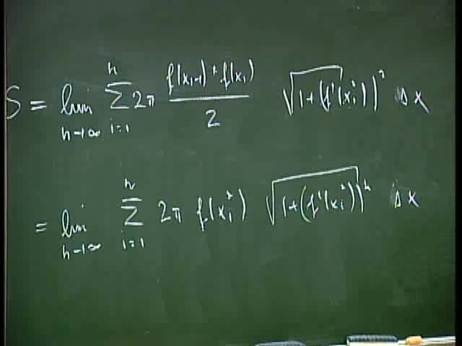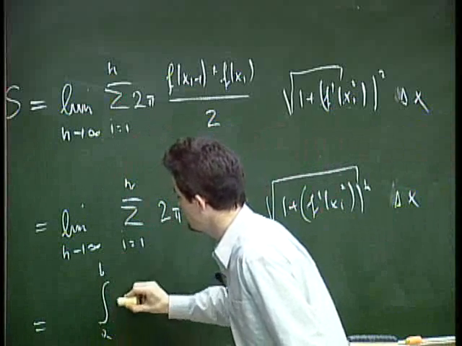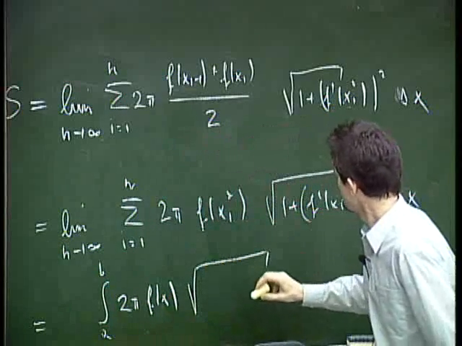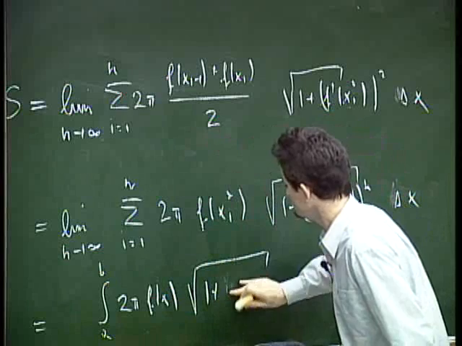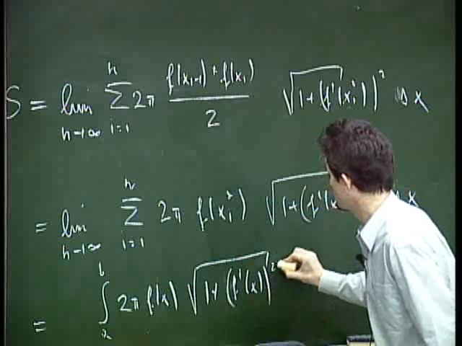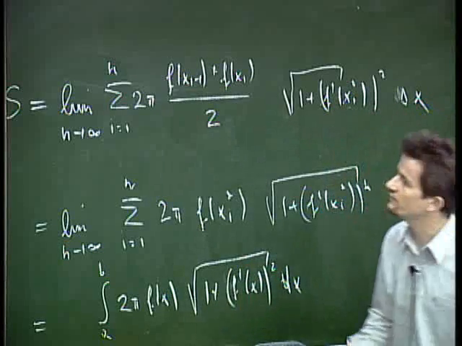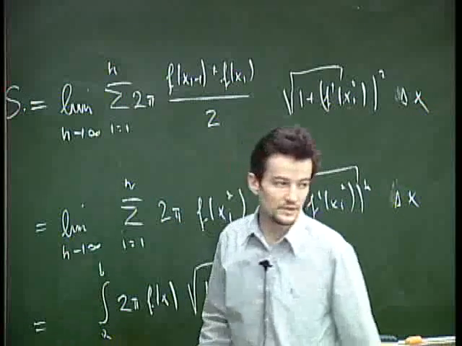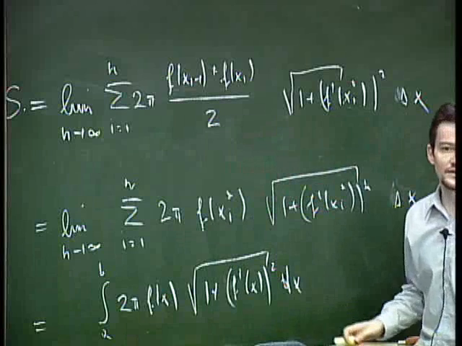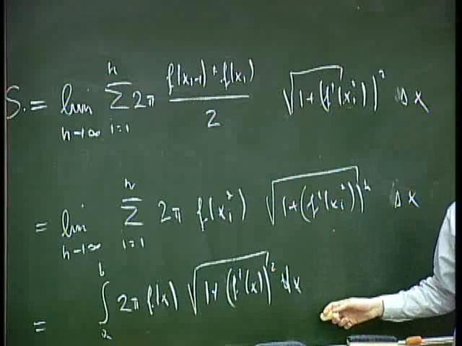So now you can rewrite this as a definite integral. What you get is the integral from a to b, 2 times pi times f of x, square root of 1 plus the derivative of f of x squared, dx. Because this is a definition, we will define the surface area by this integral here. We will define it by this limit, or more generally, by this integral here.